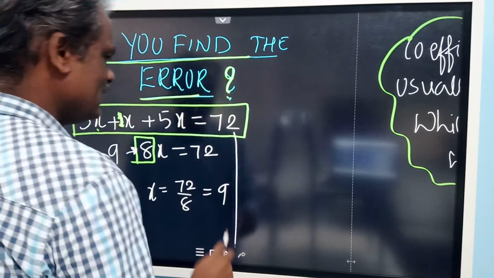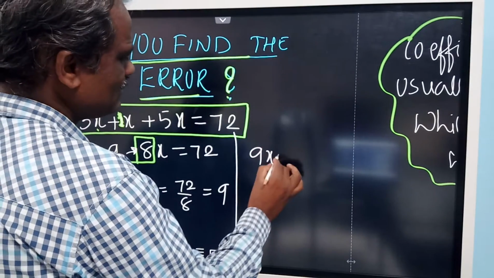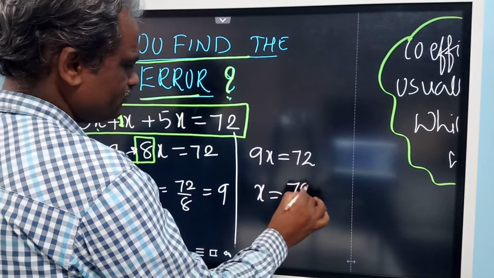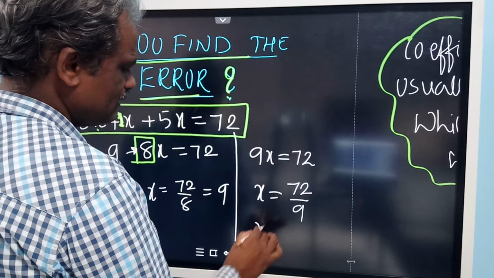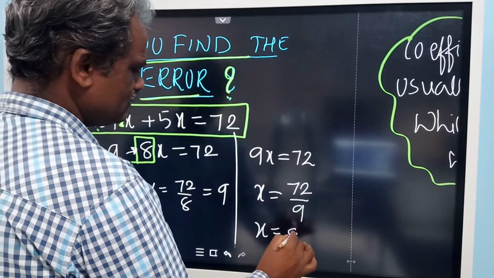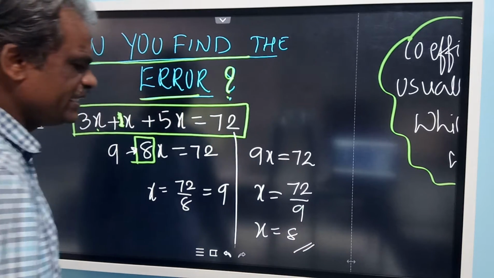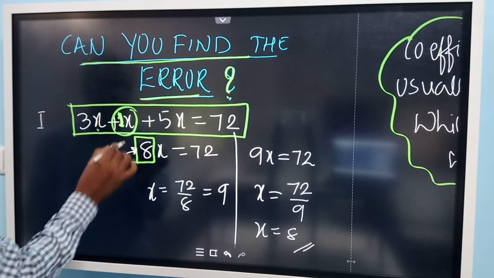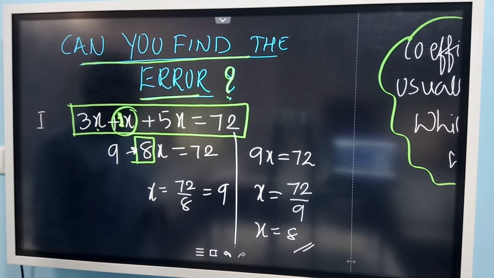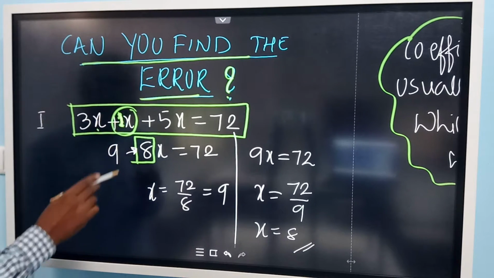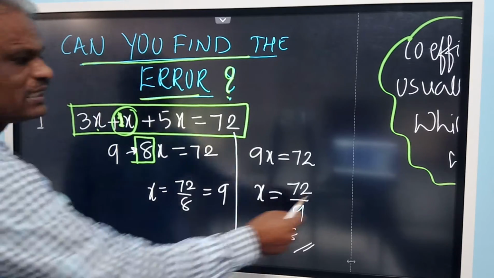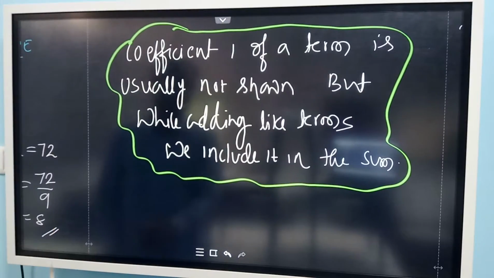So the correct method is 9x is equal to 72. x is equal to 72 by 9. It is equal to 8. This is the error here. While adding this, you have to add the coefficient of x also. Here 1 also. Even though we don't mention this, while adding we consider it. So that is what we have written.